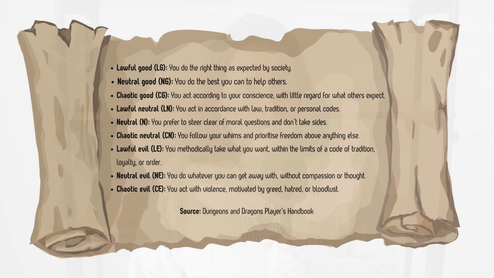The Player's Handbook lists 9 types of alignment. From a moral perspective, a character can be good, evil, or neutral. These can then be combined with 3 attitudes: lawful, chaotic, and neutral. These combinations make up the 9 types of alignment.